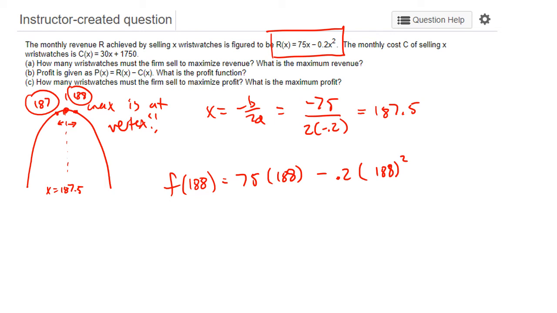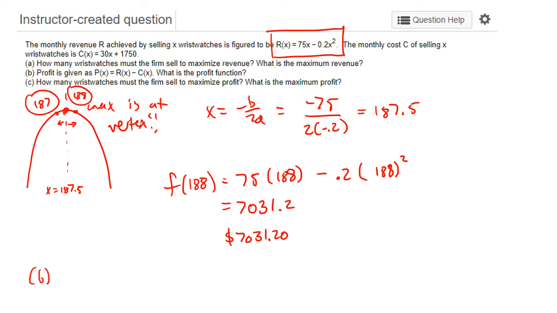You know, not legitimately. Minus 0.2 times 188 squared for 7,031.2. In other words, $7,031.20. Now in this case, the decimal part is fine. 20 cents is still doable. So there's our maximum revenue, $7,031.20.